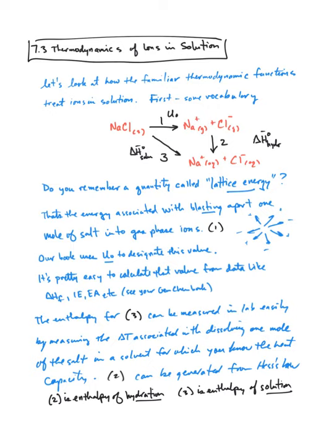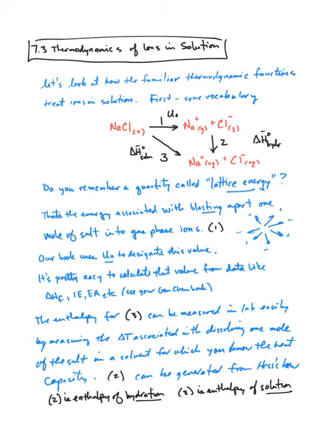The next section talks about the solvation process, but from the point of view of thermodynamics. So let's look at how the familiar thermodynamic functions treat ions in solution. First, let's do some vocabulary. So you see this little cycle here. Do you remember the quantity called lattice energy? That's the energy associated with blasting apart 1 mole of salt into its gas phase ions, basically equation number 1 in my picture. Our textbook uses a capital U naught to designate that value.